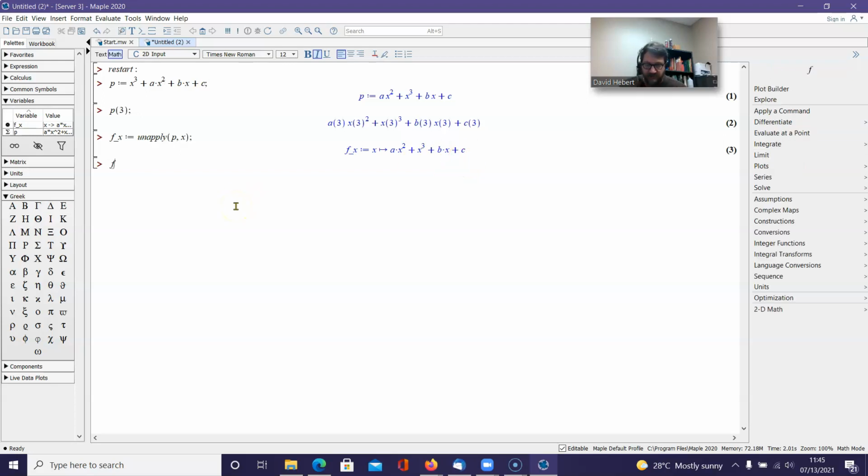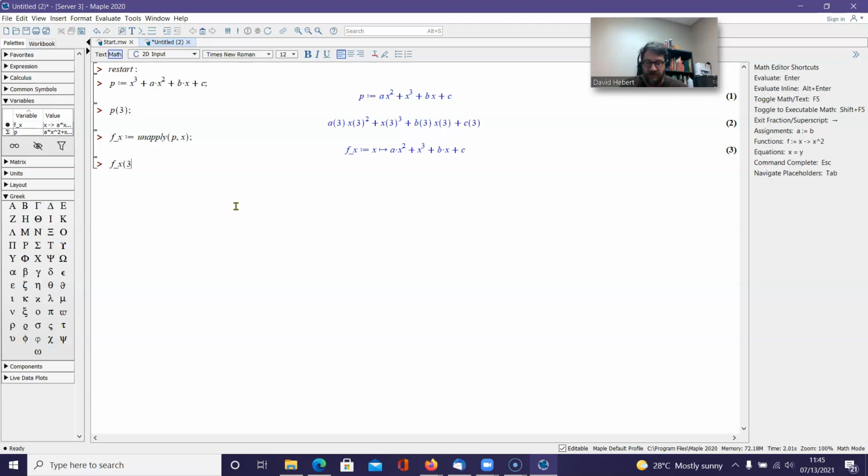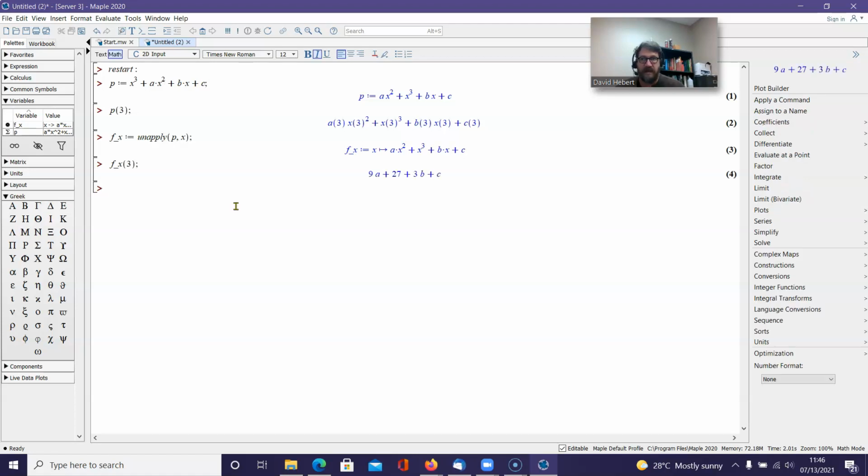Now watch what I can do. F underbar x, open parentheses, 3, close parentheses, and I'll put a semicolon behind it, and notice it plugged in a 3 everywhere where there was an x. So you now have 3 squared is 9 times a, plus 3 cubed, plus 3 times b, plus c. The reason I do that is I need to have both the expression and the function to help me do what I want to do here. So let's take a look.